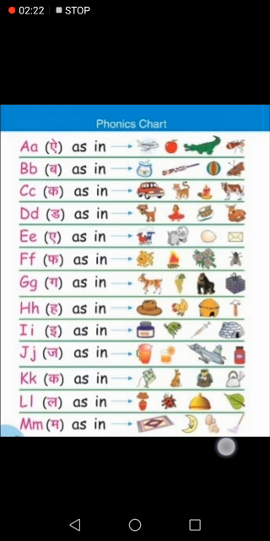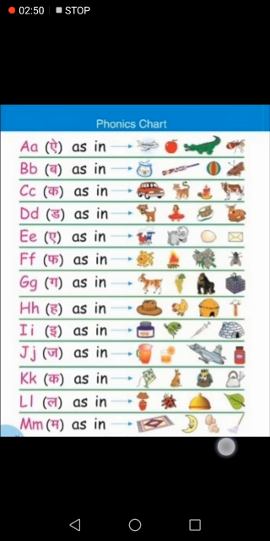Okay, the next letter is J, but the sound will be J, jug. Okay, juice. The next letter is K, but the sound is K, as in kite, king. Okay, the next letter is L, but the sound will be L. Sound will be L.